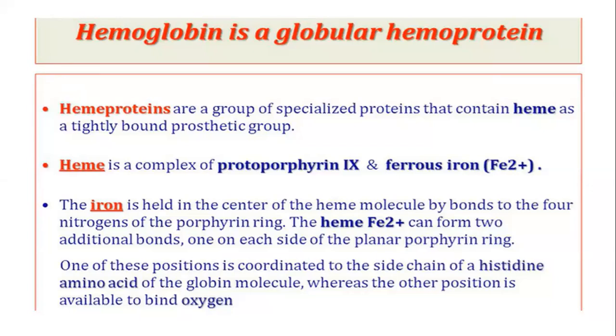We also noted that the ion within the heme group is held in the center, okay, by 4 nitrogen ions. We've already mentioned that. And this particular ferrous ion can form 2 additional bonds, one for binding the globin and the other one for binding oxygen, all right?